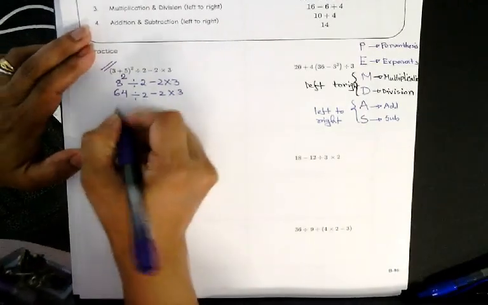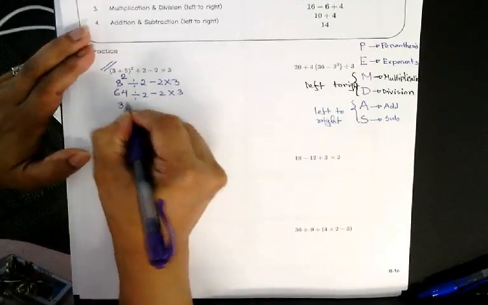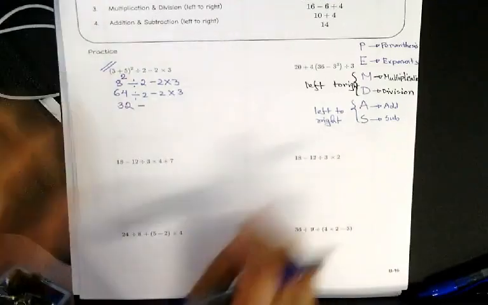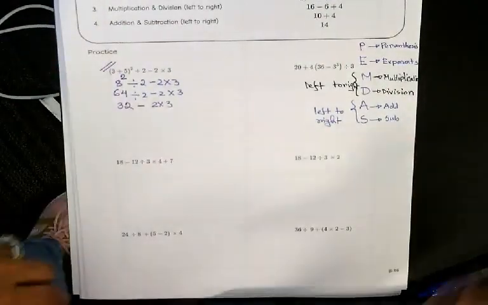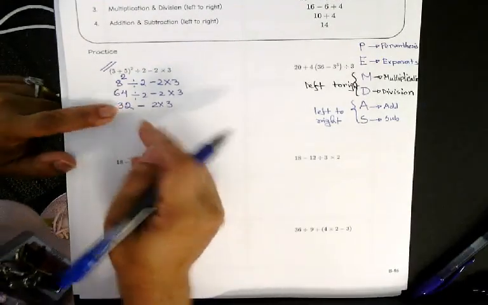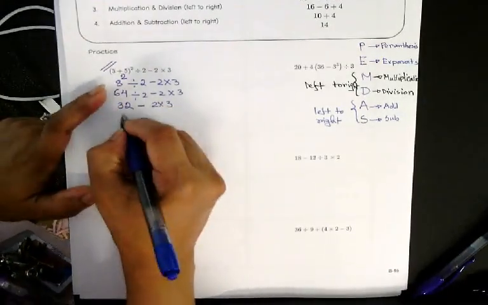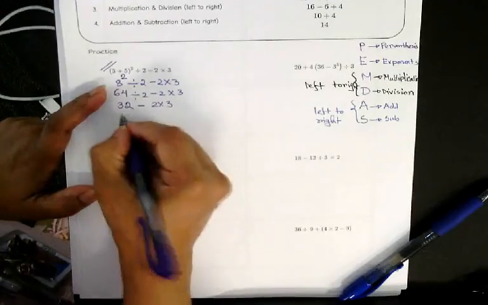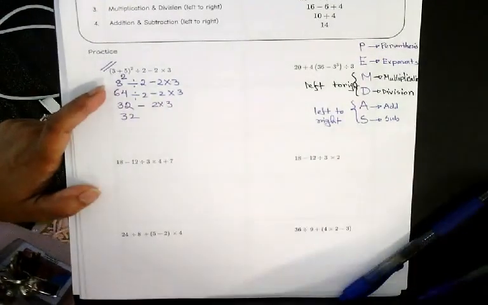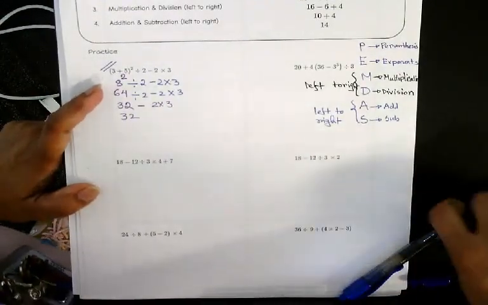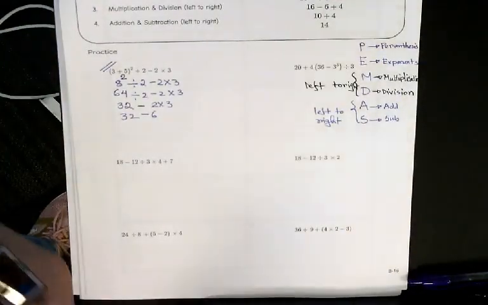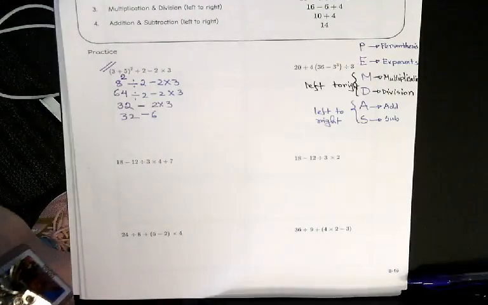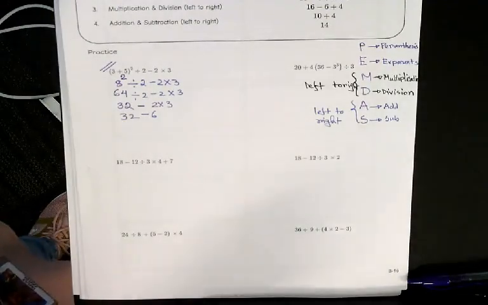64 divided by 2, what do I get? 32 minus 2 times 3. Keep it. Then what? I'm going to keep this one, and then we're going to do the multiplication. So 32 is going to be here, and what do I get over here? 6. Is it a positive 6 or a negative 6? Negative 6, okay. Now what do I do? Subtract, and what do I get? 26.